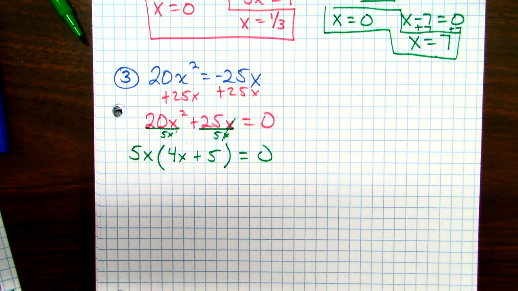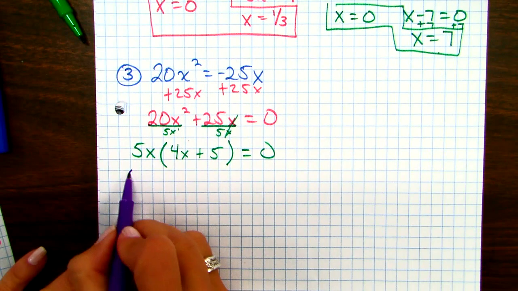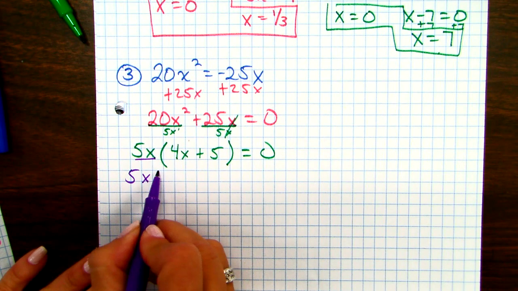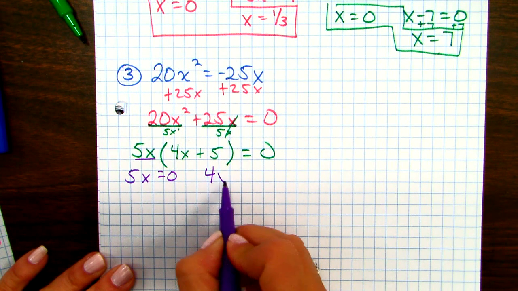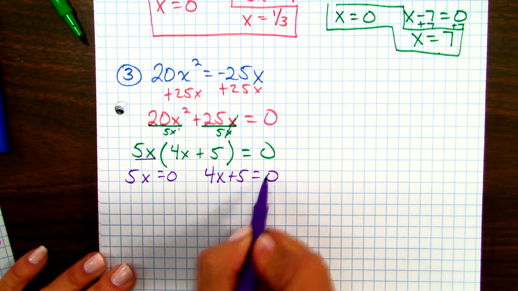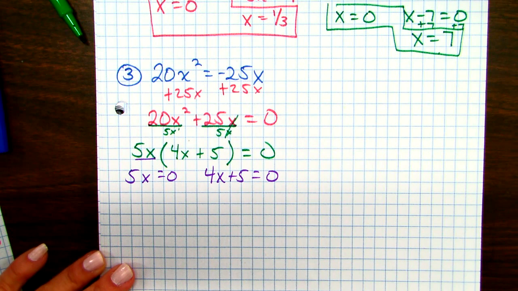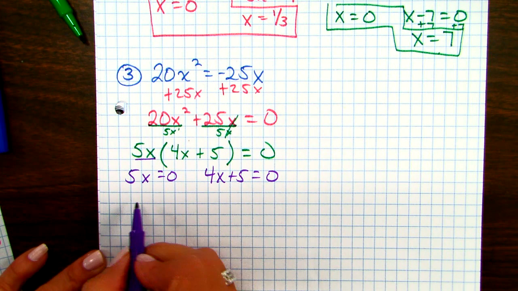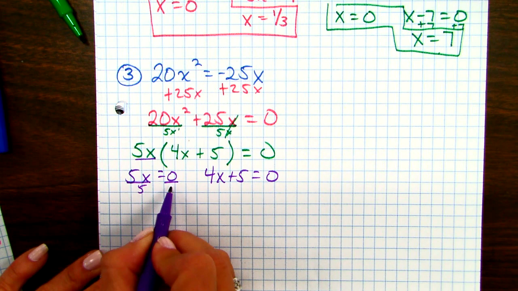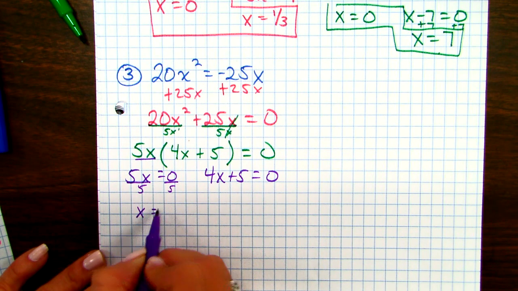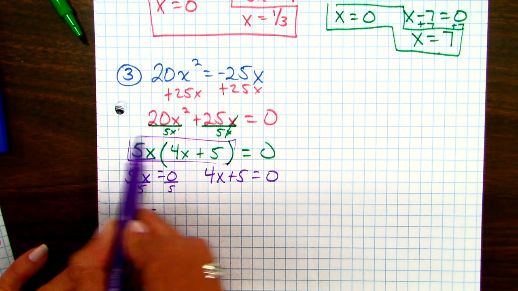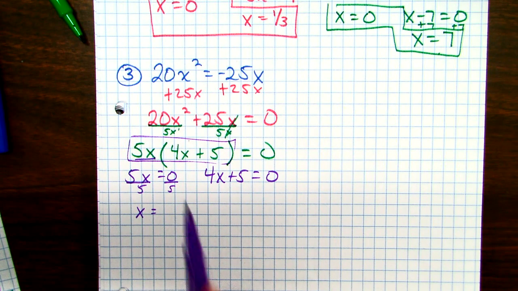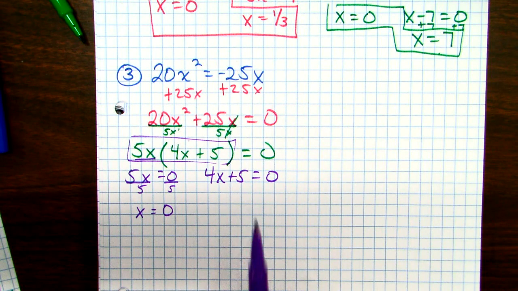Set each of your factors equal to 0. So 5x is a factor. 4x plus 5 is a factor. And solve. So looking ahead, you're going to have problems where it says to factor. So you stop at the parentheses. This would have been your answer right here. The directions were just to factor. If they say to solve, you have to go this one step further and set your factors equal to 0.